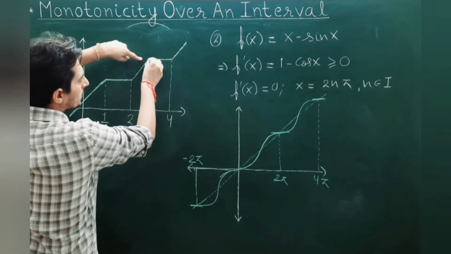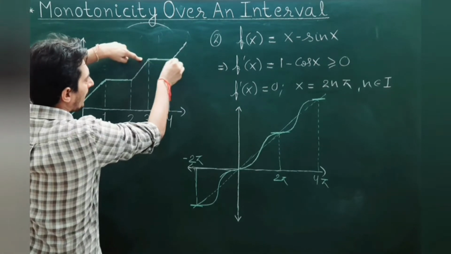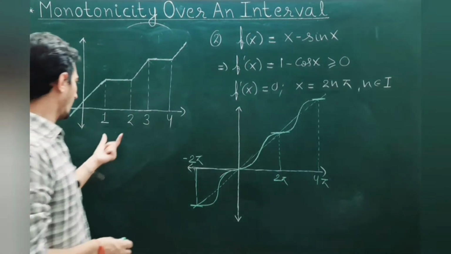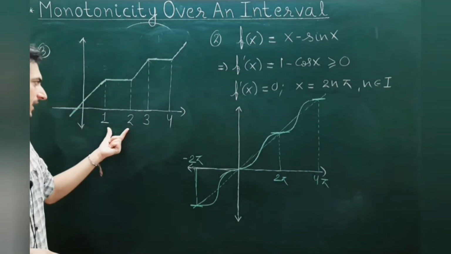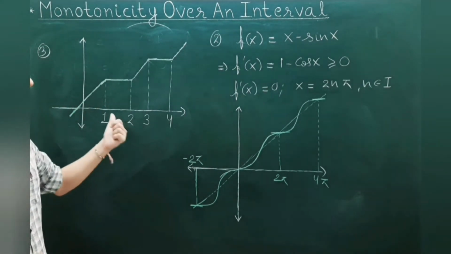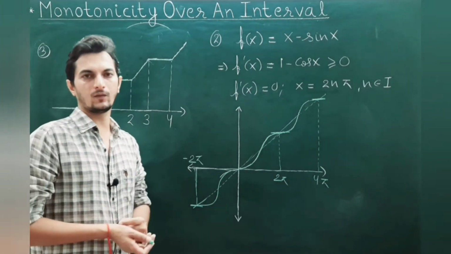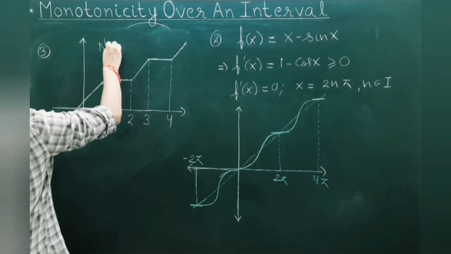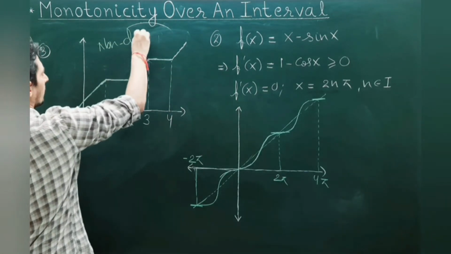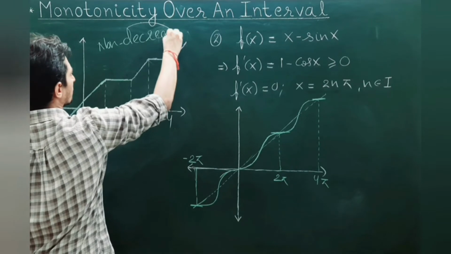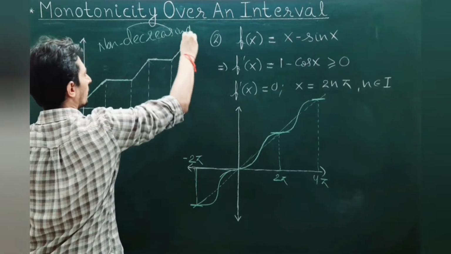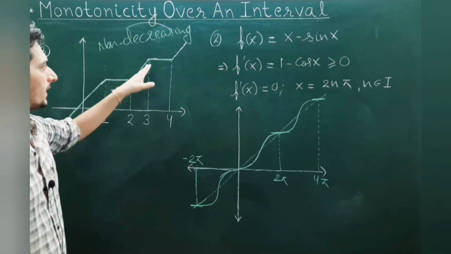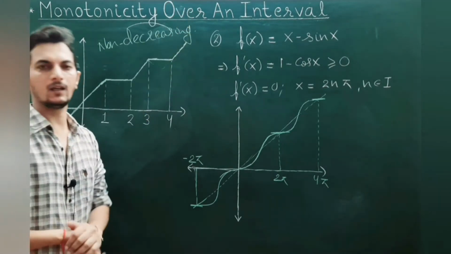Again, over here also the derivative is 0 for the entire interval 3 to 4. So f dash x here is 0 and it is forming an interval. Therefore, this is not a strictly increasing function. Then in this case, you will call it a non-decreasing function, because the function is not strictly increasing. It increased, then became constant, then increased, then became constant, and then increased, right?